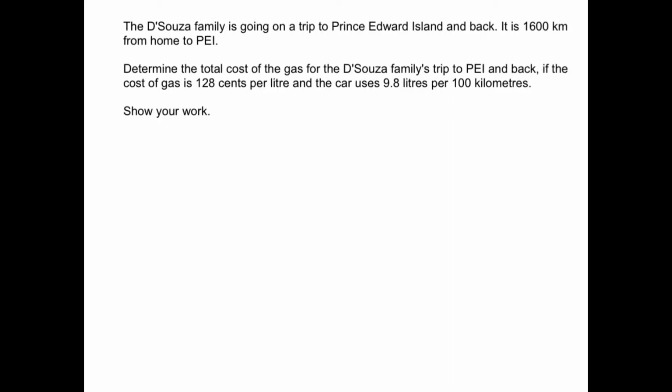Do we know how far the D'Souza family travels? Well, we know that it's 1,600 kilometers from home to PEI, but they're going there and back, so let's not forget that. Do we know how much gas costs? Yes, it's 128 cents per liter. So for every 1 liter that the car uses, they have to pay 128 cents. Or, how do we write this as a dollar amount? That's right, $1.28 per liter.